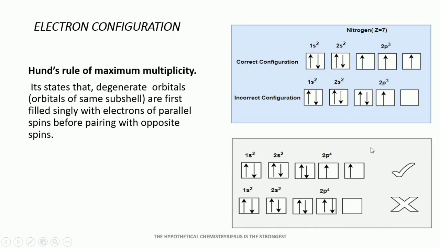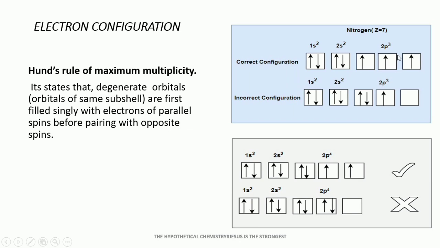Okay, the last thing is Hund's rule of maximum multiplicity, or Hund's rule for short. It states that degenerate orbitals, that is orbitals of the same subshell, are first filled singly with electrons of parallel spins before pairing with opposite spin. So all that Hund was saying is that orbitals of the same subshells, like the p, the d, the f, they are degenerate. Yes. So let's come here and tackle that.